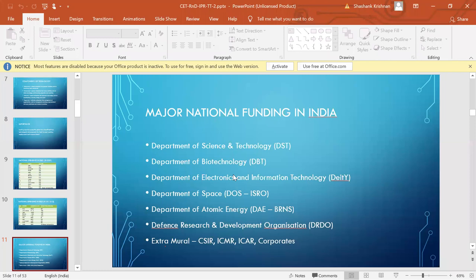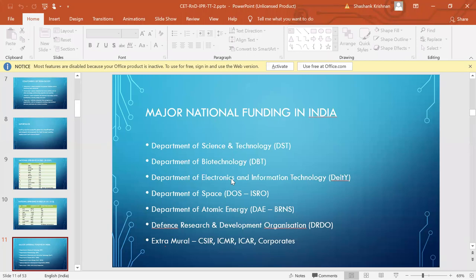And the Department of Electronics and Information Technology, it should be of a lot of interest to the electronics as well as electrical departments. It gives a lot of funding for projects related to this field. And apart from all this, there are organizations like Department of Space, Department of Atomic Energy, DRDO, the Defense Research and Development Organization, which have their own research programs within their ambit, but still a lot of research projects are being given to the engineering institutions, IITs, universities, etc.